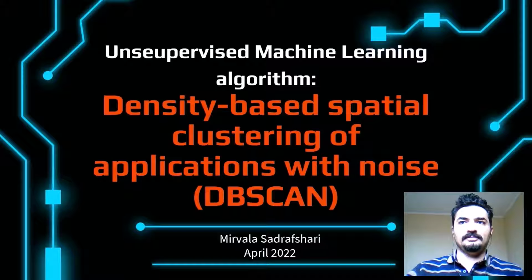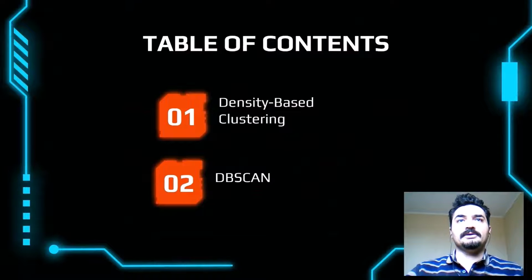I'm going to talk about an unsupervised machine learning algorithm, which is named Density-Based Spatial Clustering of Applications with Noise, or DBSCAN. And we will see about this topic. First of all, we will see what density-based clustering is, and then we will go through the details of the DBSCAN algorithm. I will just turn off my camera and continue to explain DBSCAN.